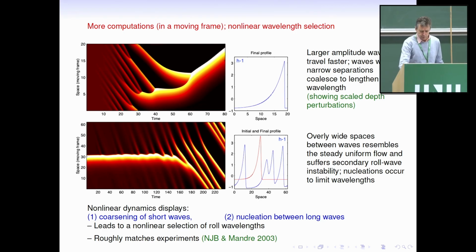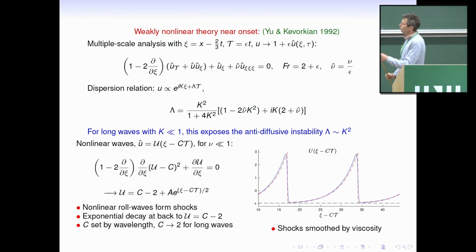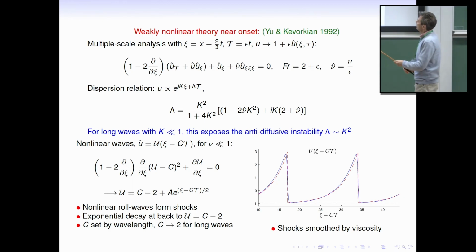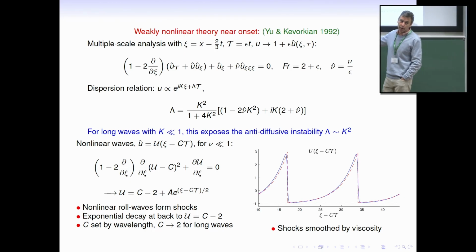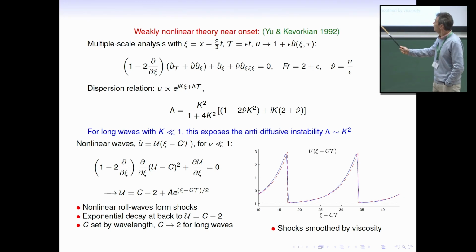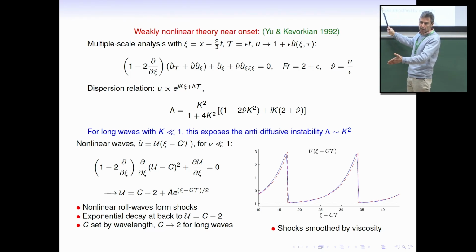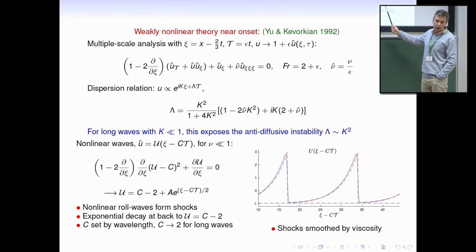Okay, so let me try and rationalize all that a little bit more. So close to onset, you can do some weakly nonlinear theory. If I take my Froude number and put it close to 2, epsilon is just some small number, then I can take the same banana equations and apply a multiple scale analysis to them to reduce the problem a little bit. And when you do that, it's a standard type of analysis. You define a new translating spatial variable. 2/3 is the wave speed at the onset of instability. You have a slow time, and you look at low amplitude waves.